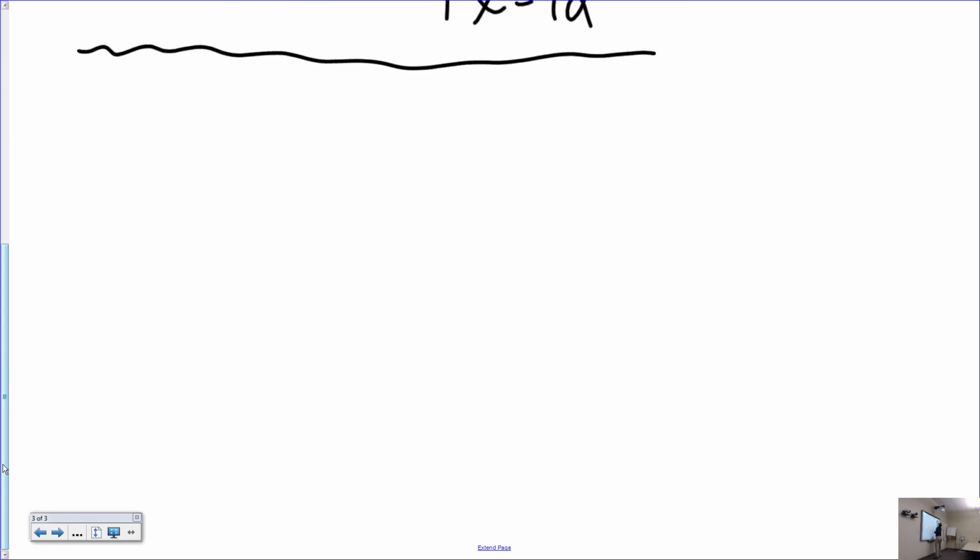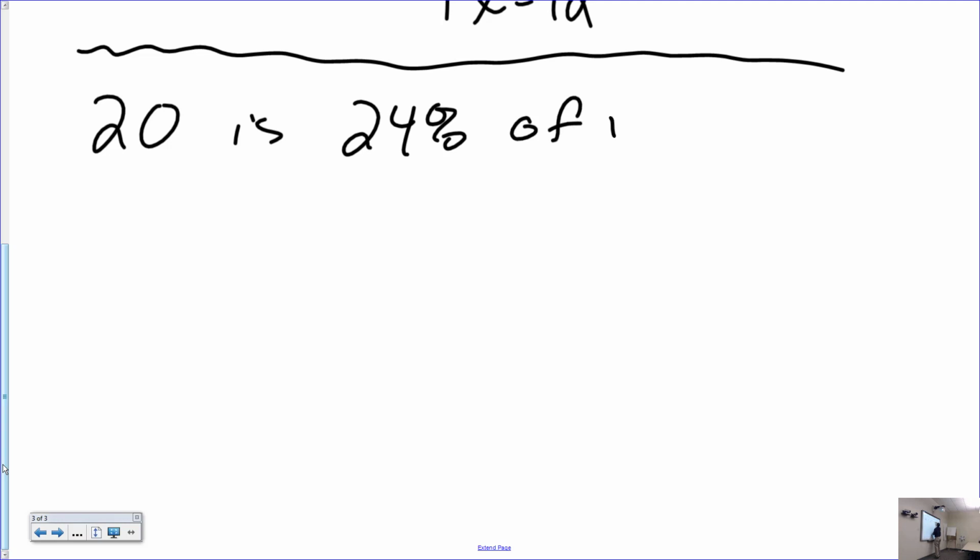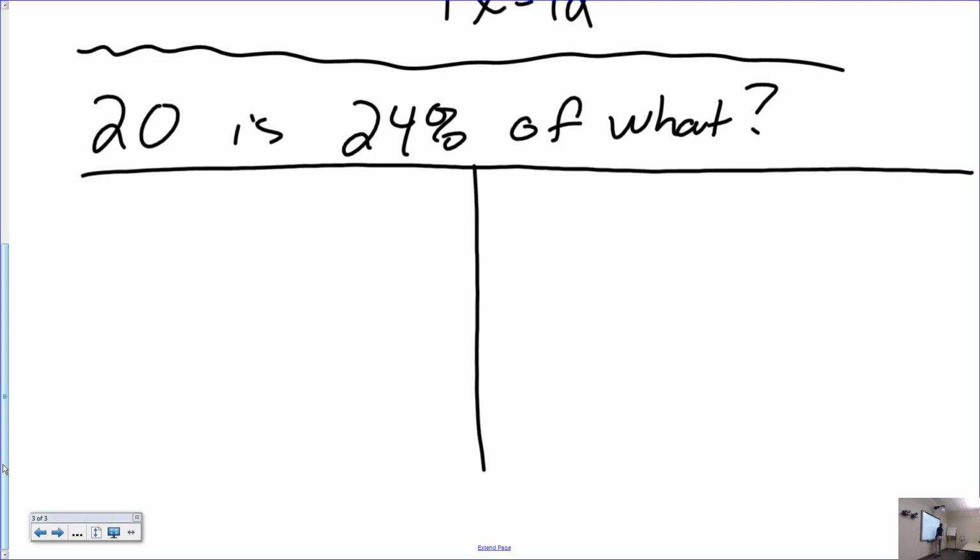Okay, so let's try the next type of one then. Let's say 20 is, let's make it weird. How about that? How about 20 is 24% of what? So again, either of these two ways of doing it. I'm going to do both potential ways here to start with, so bear with me. I'm always going to do it both ways. I'm going to do the is over of first this time, okay?